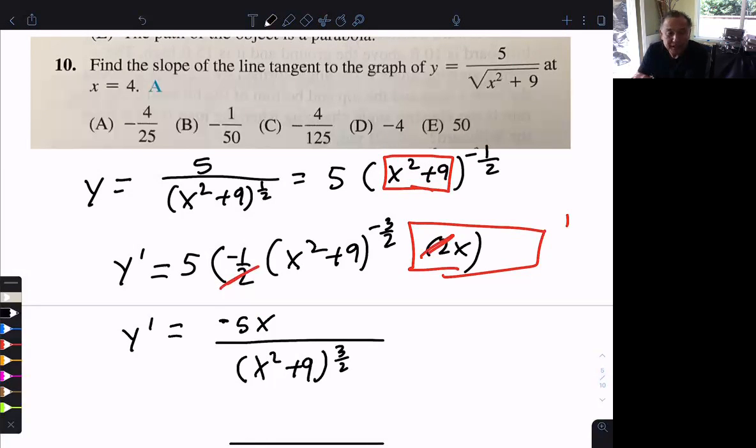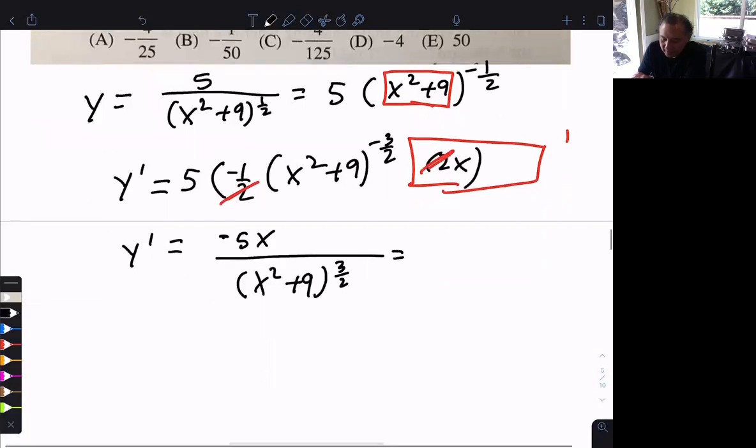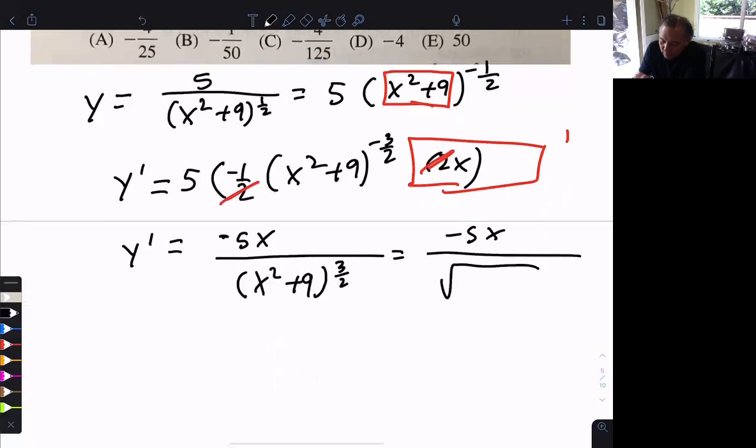And hopefully you know how to deal with rational exponents. That says that we have the square root of x squared plus 9 cubed. So the bottom number is the root, the top number is the power.